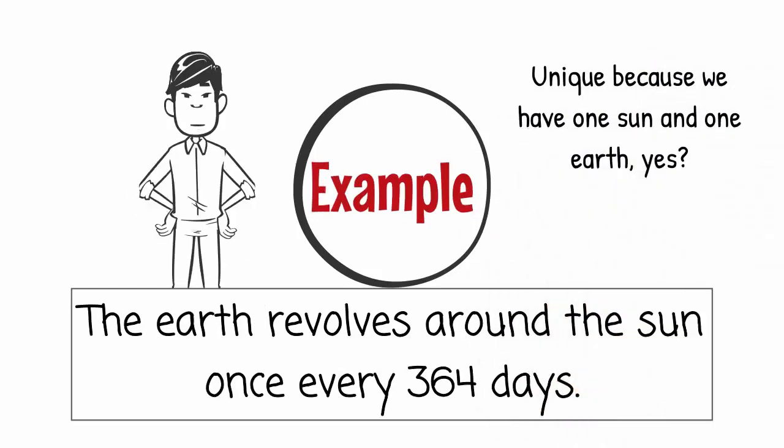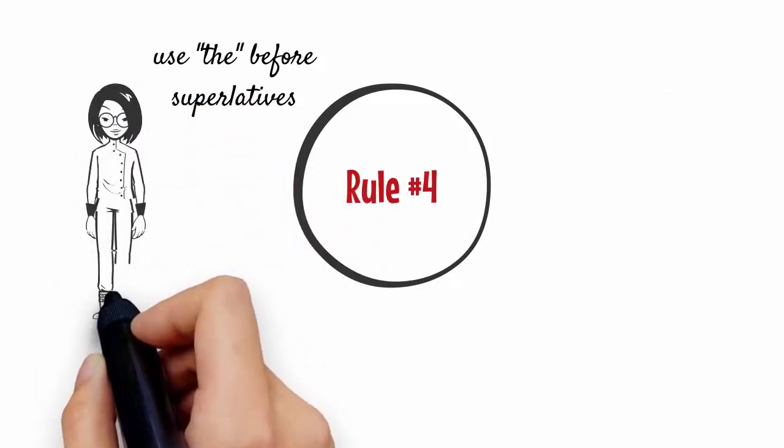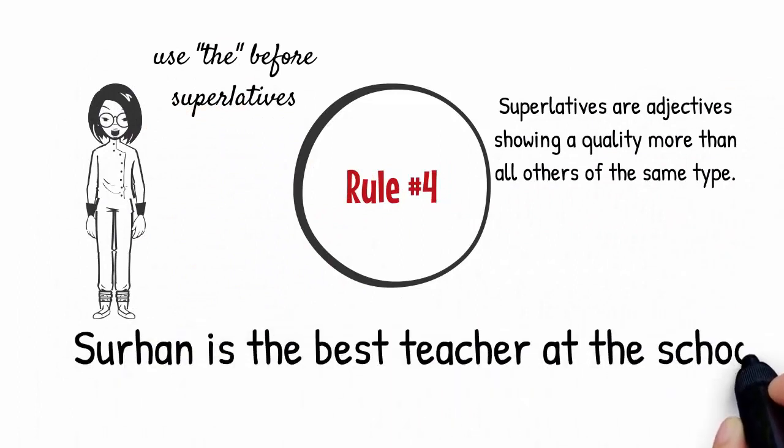For example, the earth revolves around the sun once every 365 days. We only have one earth and we only have one sun. Yes? Number 4, use the with superlatives. For example, Sirhan is the best teacher at this school.